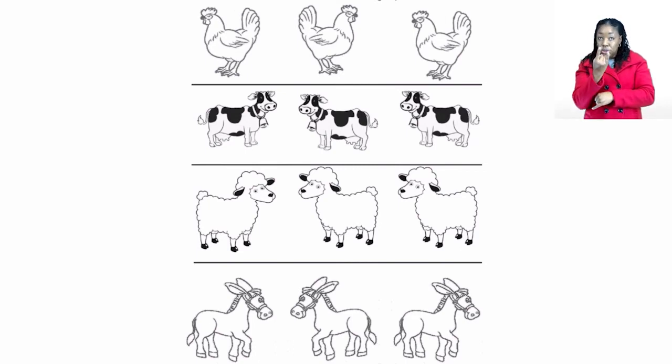Let's look at the next pictures. The next pictures in the 3rd row are the lambs. Now, I would like you to find out which animals are facing to the right. Look at the first one, the second one, and the third one. Remember, your left hand side and your right hand side will show you the correct directions.